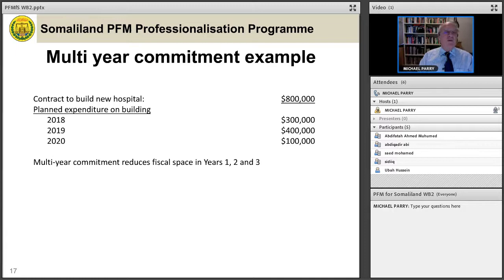So for example, if you're currently in 2018, then you would record the 300,000 in your vote ledger. For 2019, you may not have a vote ledger going forwards. But what it does do is it means that in 2019, you've got $400,000 less to spend on other things. Before you can spend on another hospital or on your vaccination program, you must allow for the $400,000 that you will have to pay for that building. So multi-year commitments also need to be recorded in some format.